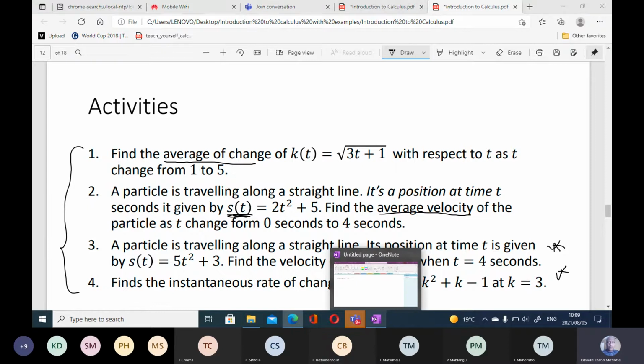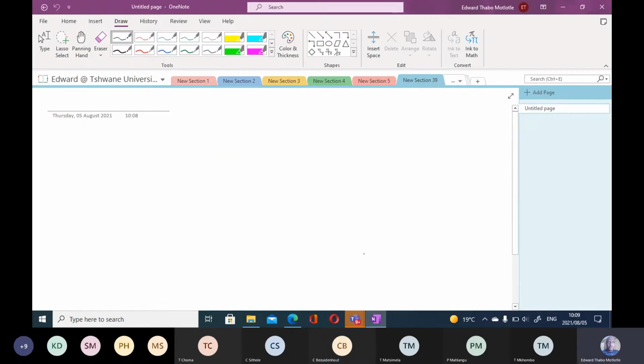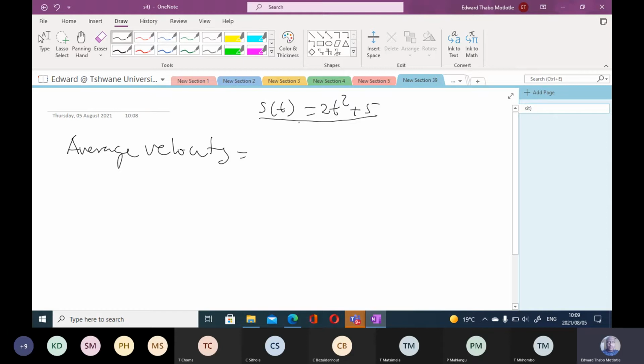Okay, I think, is it average velocity? Average velocity. So here we are given s(t) is equal to 2t squared plus 5. So how do we relate velocity to distance? And they said t is equal to 4, and t is equal to 0.